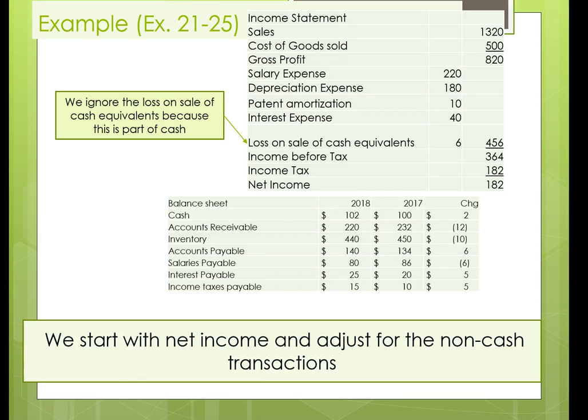We start with looking at net income and adjust for non-cash transactions. Now, we ignore the loss on sale of cash equivalents because this is part of cash and you don't pay attention to cash at all when you're doing the indirect method. So, we're going to take our net income of 182, and then add in any non-cash transactions, which would be our depreciation expense and our patent amortization.